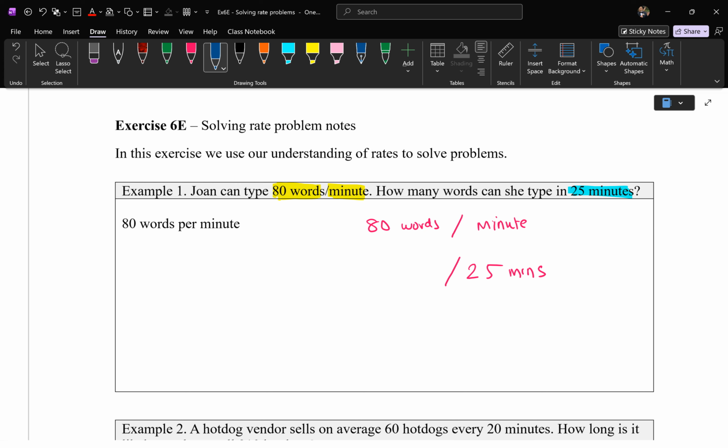80 times 25. Beautiful, because for every 1 minute, it's 80 words. So if we have 25 of those minutes, which ends up being 25 of those lots, the rate is a very similar ratio. It's kind of like 80 to 1. If we're timesing the right-hand side by 25, then we also times the left-hand side by 25 to keep the rate the same.